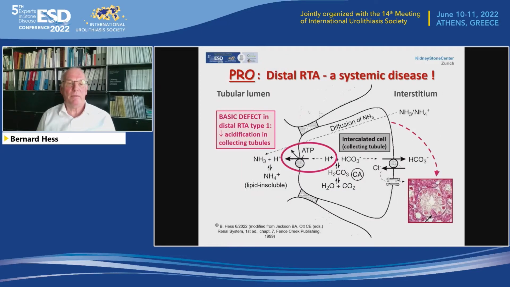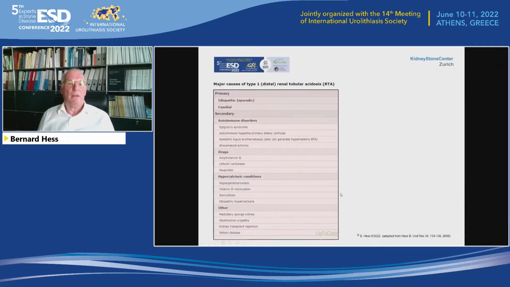Now, first, let's make a clear statement. Distal RTA, whether incomplete or complete, is a systemic disease because we are dealing with a basic defect in the intercalated cell of the collecting tubules, where at the luminal membrane, the hydrogen ATPase is dysfunctional, and we get a chronic retention of hydrogen ions throughout the body. The major causes of type 1 distal renal tubular acidosis, you get a summary here.